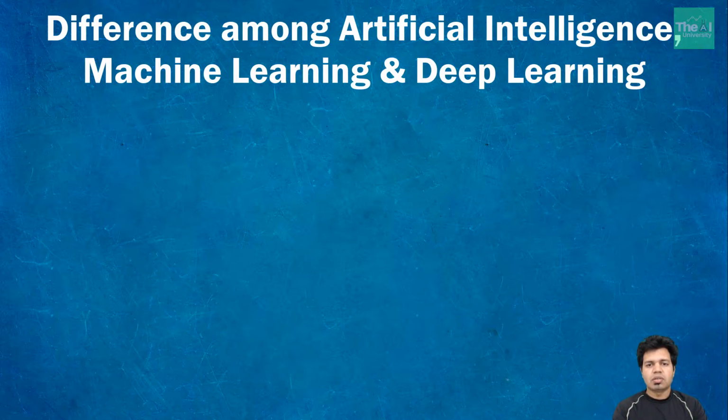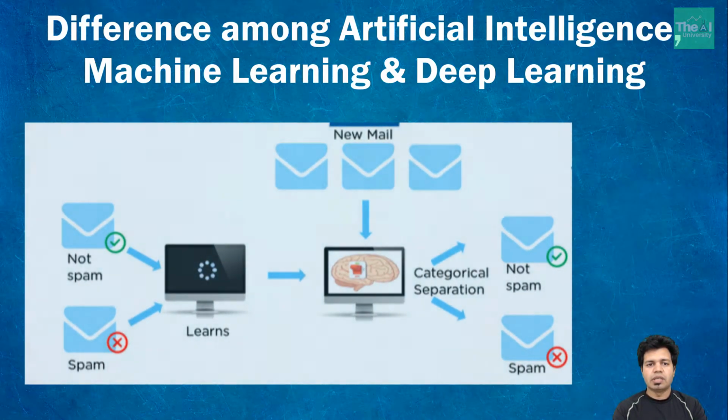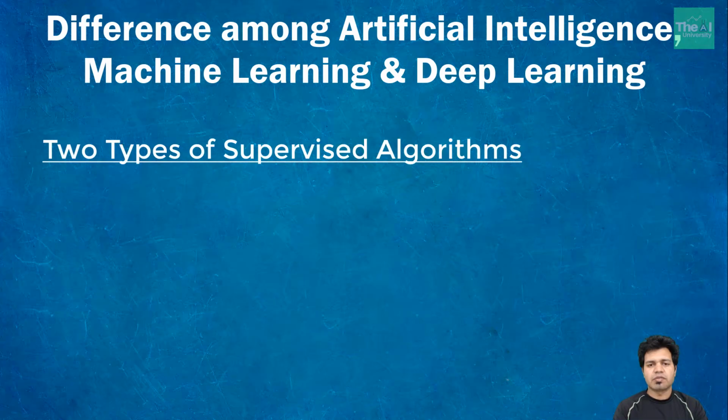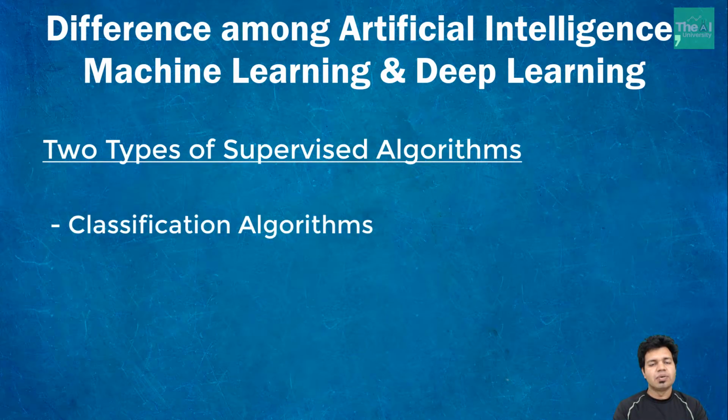Let me take an example. As you can see on the screen here, we initially took some data and marked them as spam or not spam. This labeled data was used by a supervised model to train itself. Once it got trained, the model could then be tested with some new emails in order to check if the model was able to predict the right output or not. There are two types of supervised learning algorithms: one is classification, and another one is the regression family of algorithms.